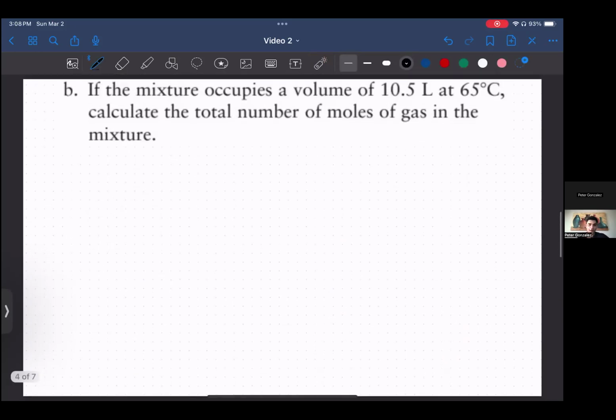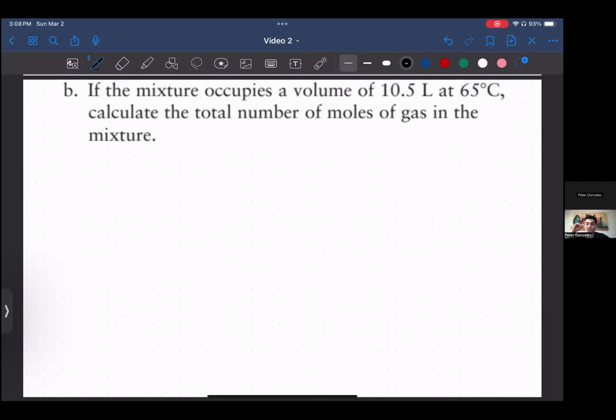All right, so moving on, the next part says that if we now have a volume of 10.5 liters at this temperature, we need to find the moles of the gas. So for B, we're going to keep in mind that we have information on volume and temperature, and we have the pressures. So we have three pieces of information, and we need to find moles. Knowing all that, the best equation to use here is the ideal gas law. It will almost always be the ideal gas law. So when in doubt, it's usually a pretty safe bet to use this.